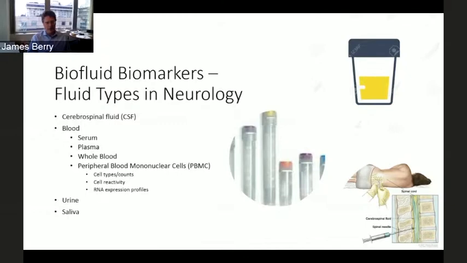Whole blood has uses for DNA and potentially epigenetics as well. We've looked at that in ALS a little bit and are developing some epigenetic platforms. And then peripheral blood mononuclear cells, which are, I think, maybe the most complicated biofluid-derived biomarker source to deal with.